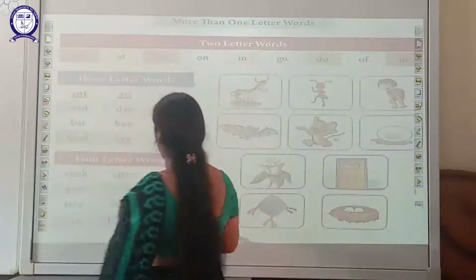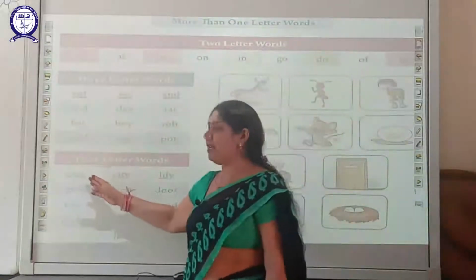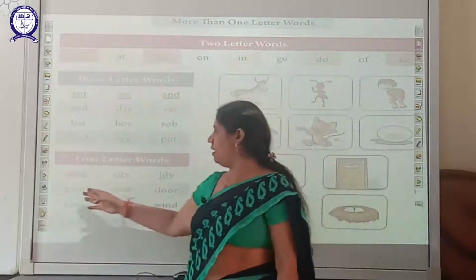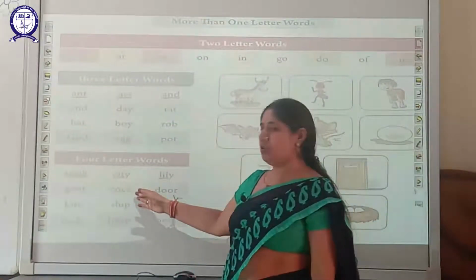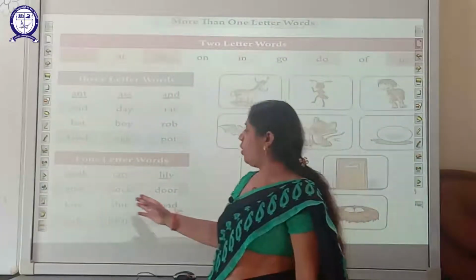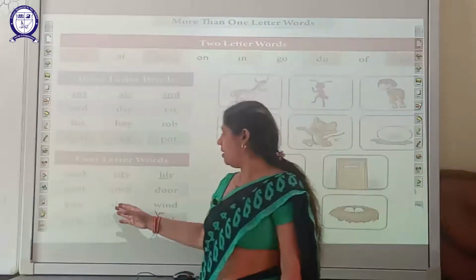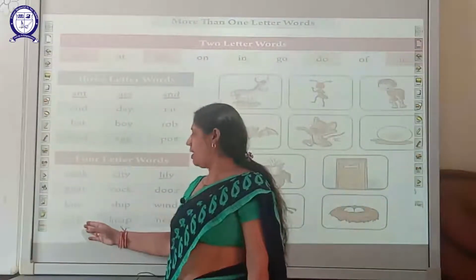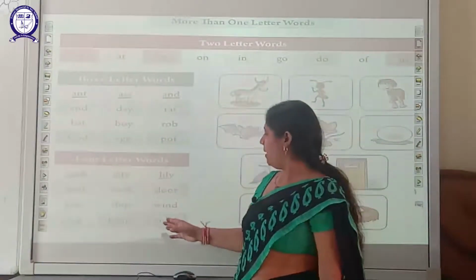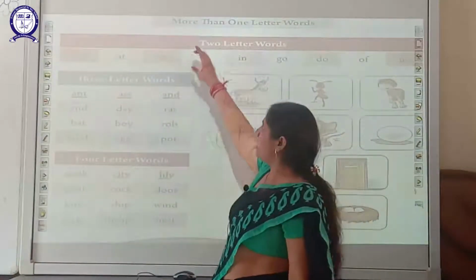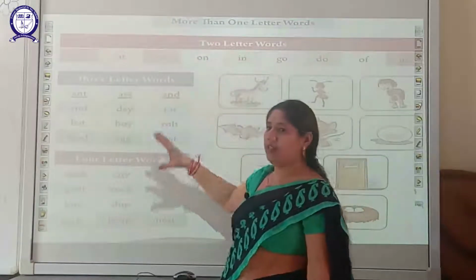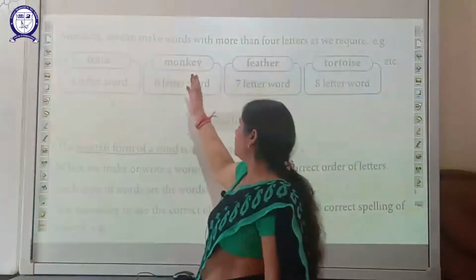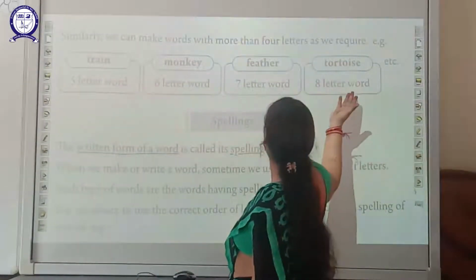Here are some examples of four letter words. COOK, CITY, LILY, GOAT, COCK, DOOR, KITE, SHIP, WIND, FORK, HEAP, NEST. So these are the examples of two letter words, three letter words, four letter words. In the next slide we will read five letter words, six letter words, seven letter words and eight letter words.